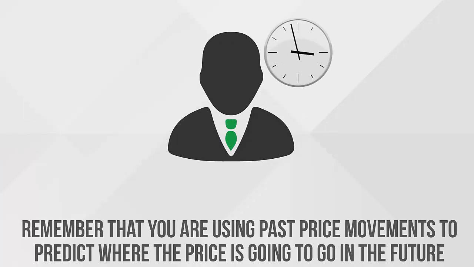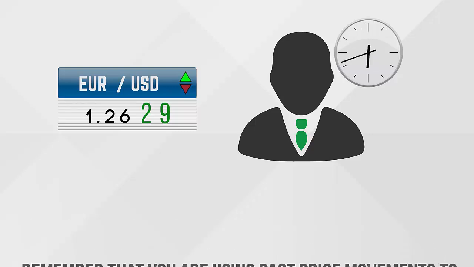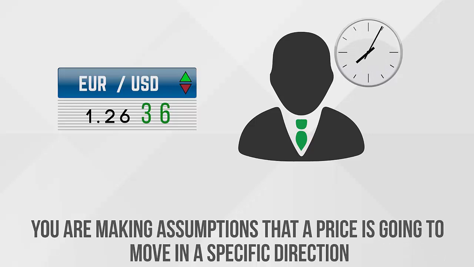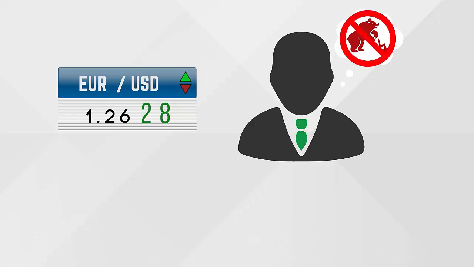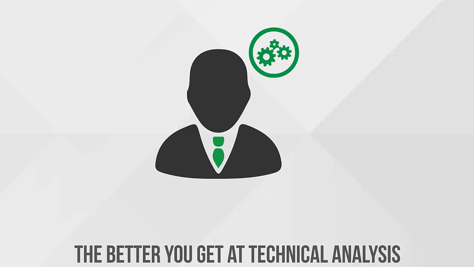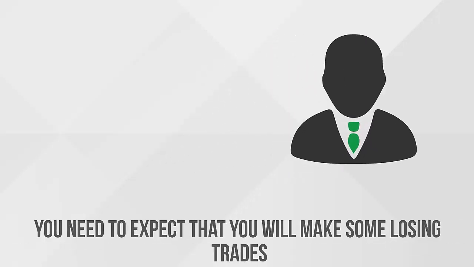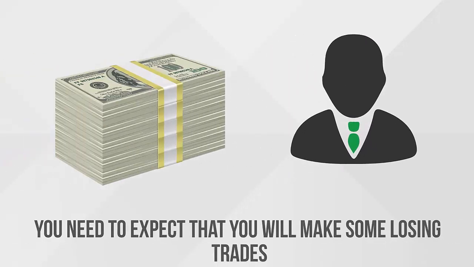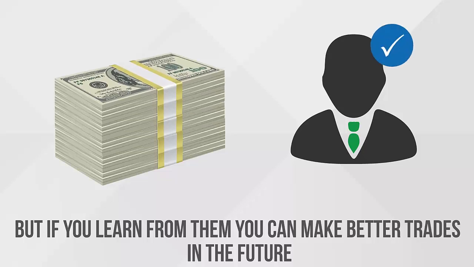Remember that you are using past price movements to predict where the price is going to go in the future. You are making assumptions that a price is going to move in a specific direction. Your assumption could very well be wrong. However, the better you get at technical analysis, the better your odds are of making a correct prediction based on price trends. You need to expect that you will make some losing trades, but if you learn from them, you can make better trades in the future.